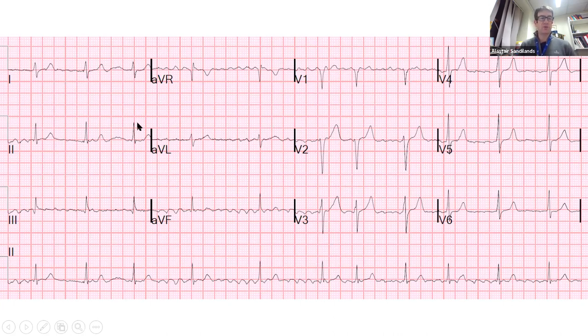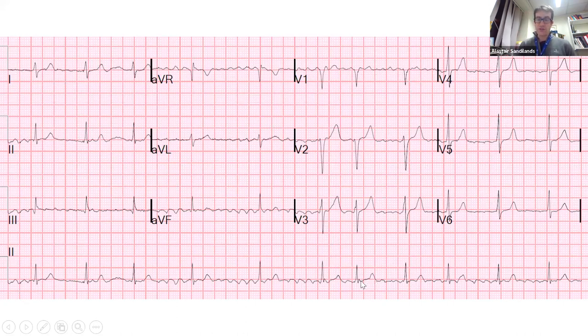So we go to the axis, what is the most positive lead? Lead two, okay, that's normal. We can't measure the PR interval because there isn't a P wave, we've got fibrillation. So we have a narrow QRS. So let's come on to the R wave progression. It's negative there. Ah, now we've got a transition complex. It's just about positive equals negative. And then we move to V4 and the positive is greater than negative, positive, positive. So that's a normal R wave progression again.